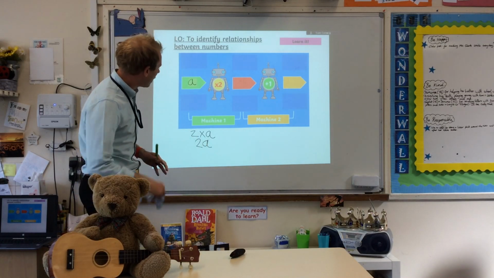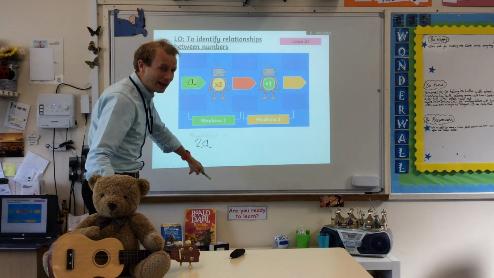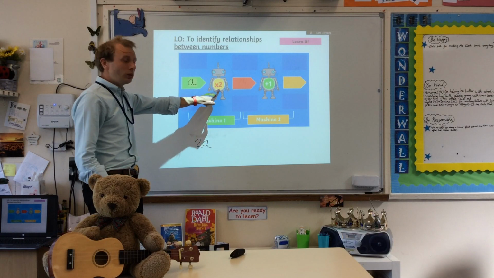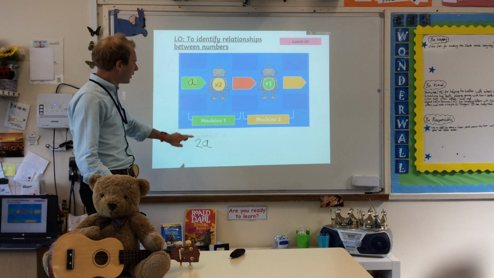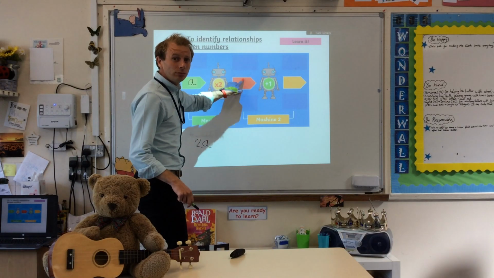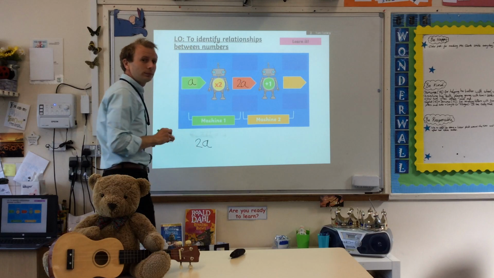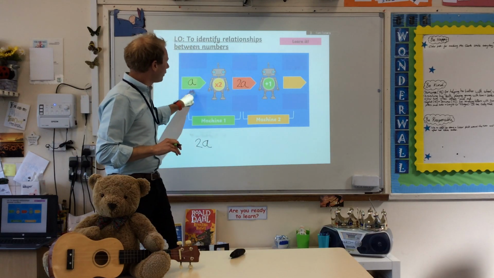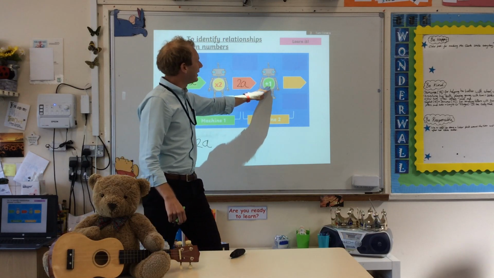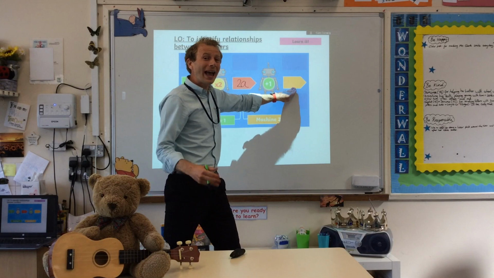If you see a number followed directly by a letter, like 2A, that simply means 2 lots of A. Okay, so 2A goes in. My output will be 2A. So whatever number goes in, I've multiplied it by 2. Now go to my second part of the function machine. I need to add 1. 2A plus 1. And I need to know what my output would be.